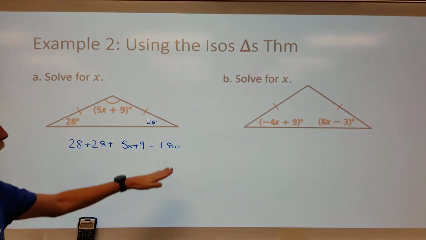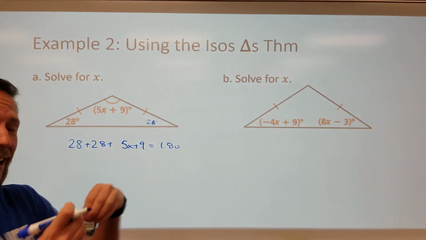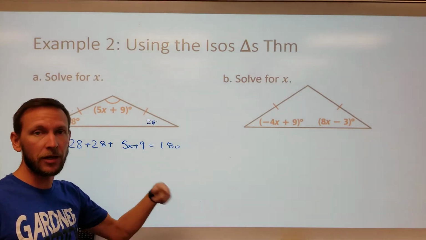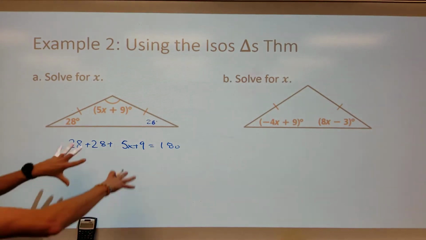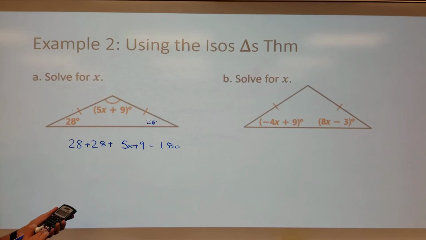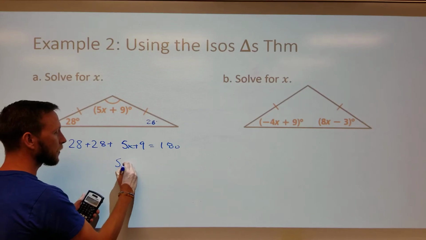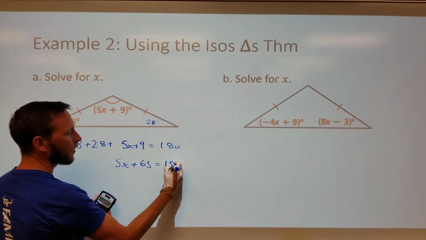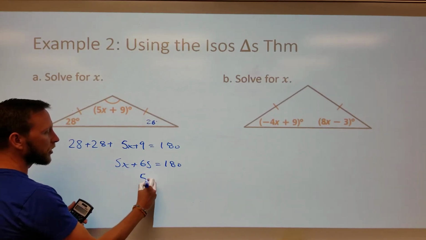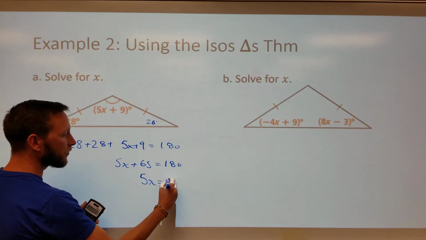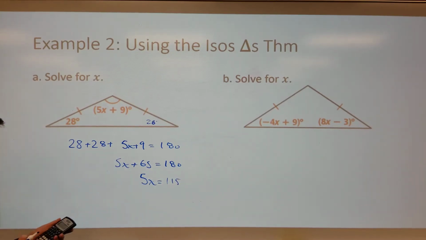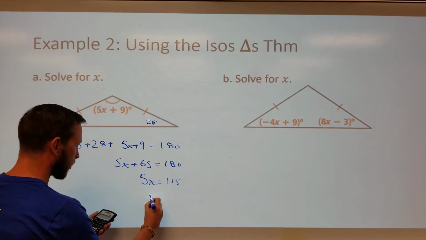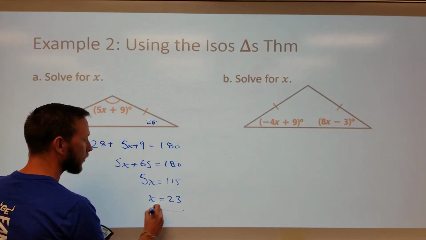Again, in Algebra 1, you had the equation, your job was to solve for x. Here in geometry, we create the equation, and then we do Algebra 1, solve for x. So here we're going to have to combine some terms. We've got 28 and 28 and 9 adds up to 65. Then I'm going to use the addition property of equality to add negative 65 on both sides. And then I'm going to divide both sides by 5, multiply both sides by 1/5 to find out what x equals.